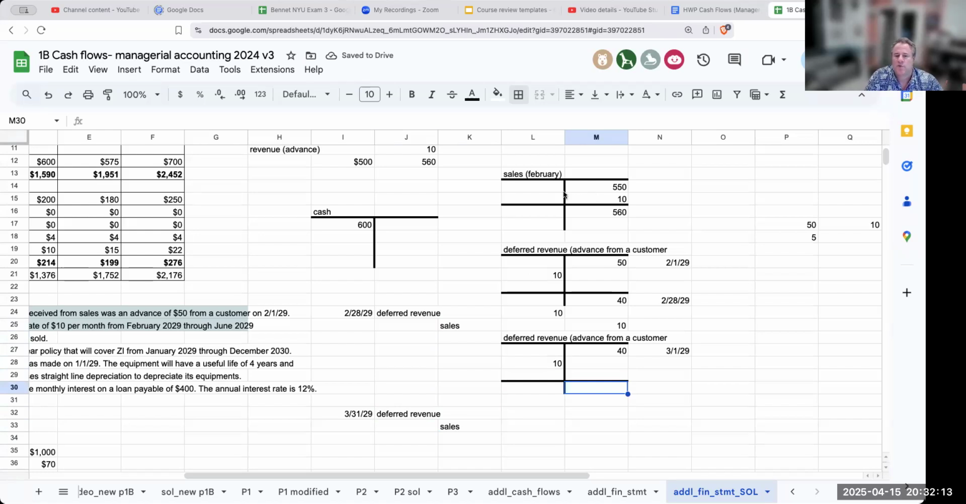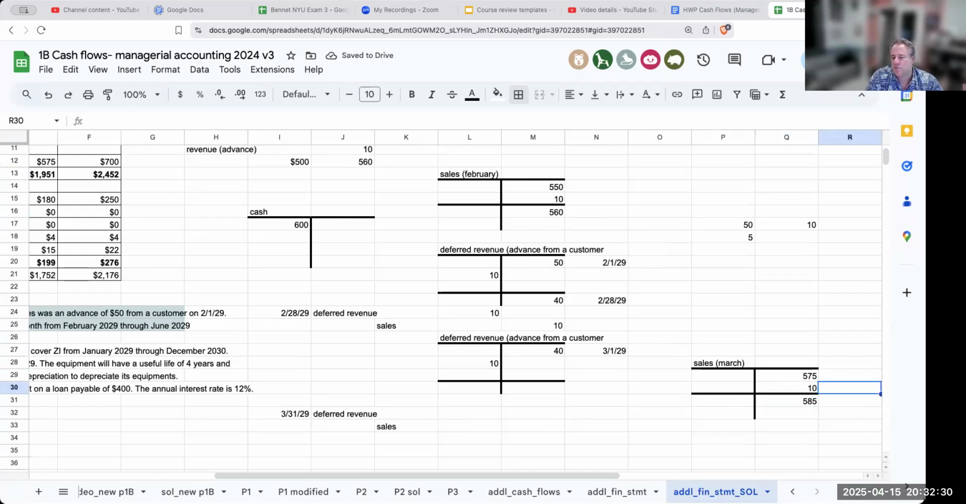And I'm going to go over here. And if I looked at this, basically sales, and we'll call this sales for the month of March. My cash sales for the month of March were 575. So what I'm going to go ahead and do is recognize the 10 of revenue that was deferred in the month of March. So my ending balance in my deferred revenue is going to be the 40 minus the 10, or 30, and this is going to be on 3/31/29.